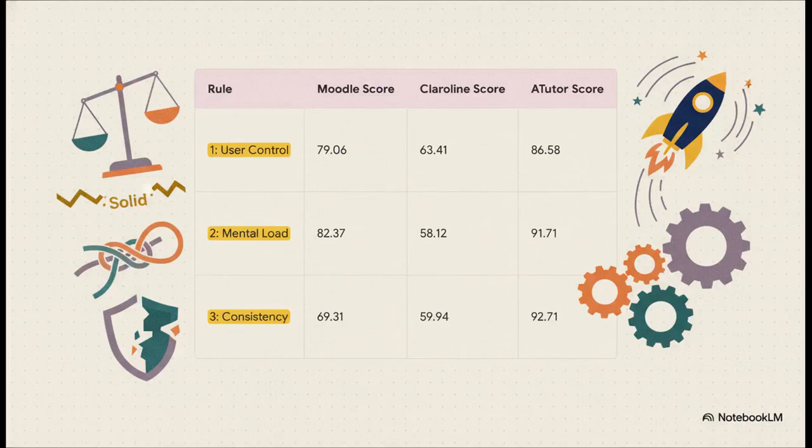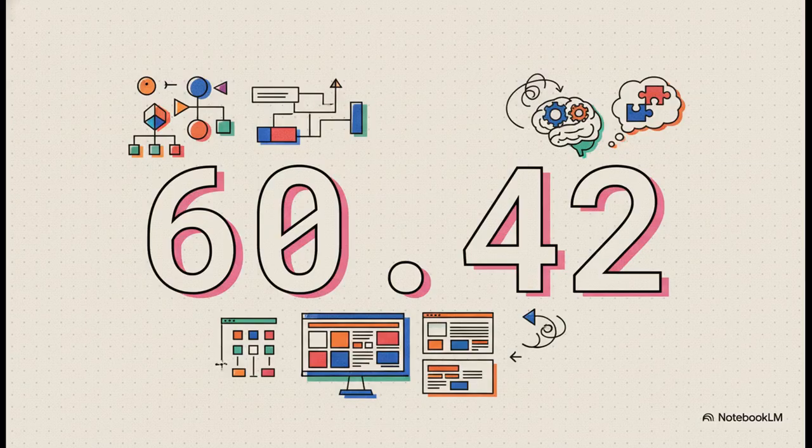Whoa. Okay. The data here tells a really clear story. Look at Tutor. Insanely high scores across the board, especially for lightening that mental load and being consistent. Moodle did pretty well, especially on mental load, but it kind of stumbled when it came to consistency. And then there's Clariline, which, well, it clearly struggled with its lowest scores in mental load and user control. So, let's go ahead and reveal the final rankings.